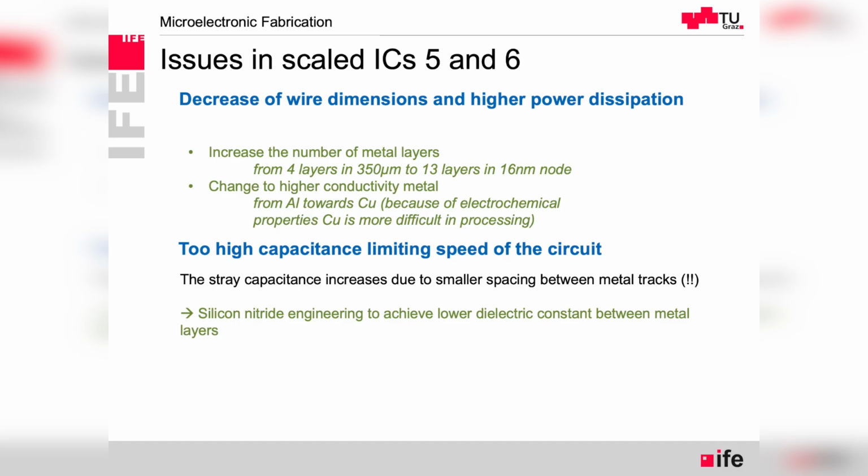First thing, if you analyze how the technology scaling progresses, the number of metal layers, with 350 micrometer process nodes, we see 3, 4, sometimes possible 5 layers of metal. Now, when I look on the 16 nanometer technology node, we have 13 layers.